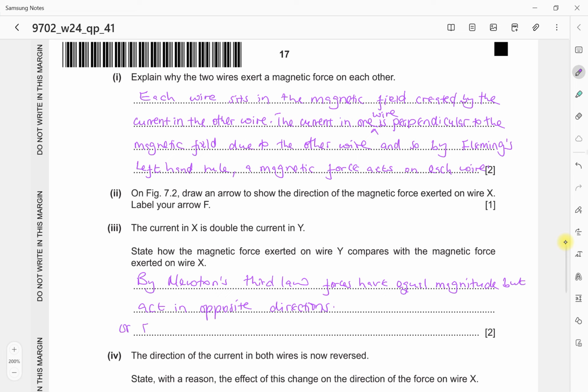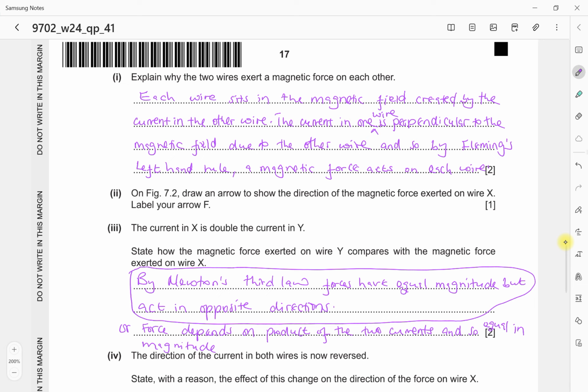The force depends on the product of the two currents, and so equal in magnitude. But the easiest is to look at Newton's third law. By Newton's third law, the force is going to be equal in magnitude but in opposite directions.